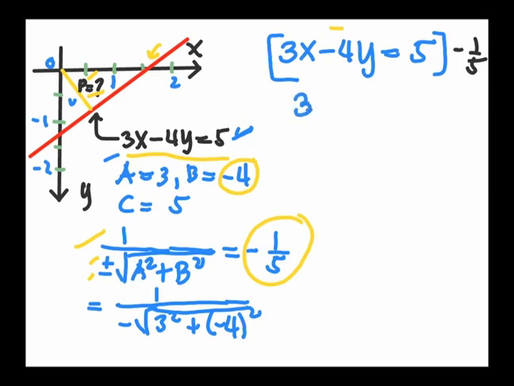3x over negative 5 minus 4y over negative 5, which is, of course, equal to negative 1.